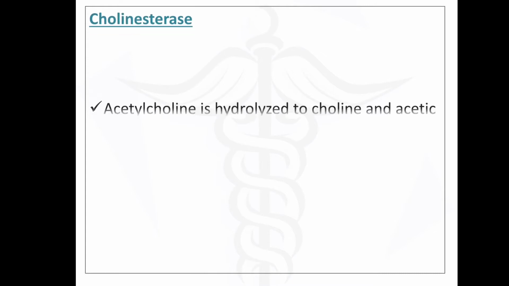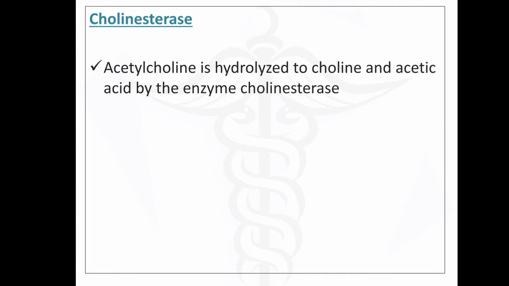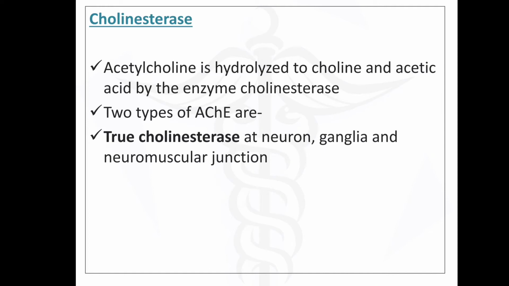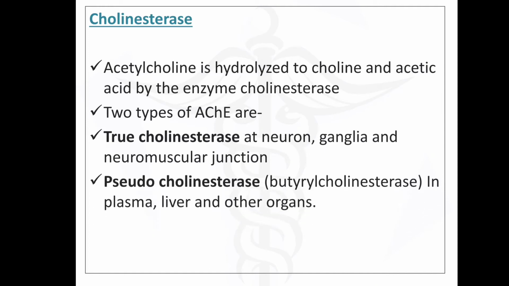Cholinesterases. Acetylcholine is hydrolyzed to choline and acetic acid by the enzyme cholinesterases. Two types of cholinesterases are present: true cholinesterase at the neuron, ganglia, and neuromuscular junction, and pseudocholinesterase, also known as butyrylcholinesterase, which is present in the plasma, liver, and other organs.